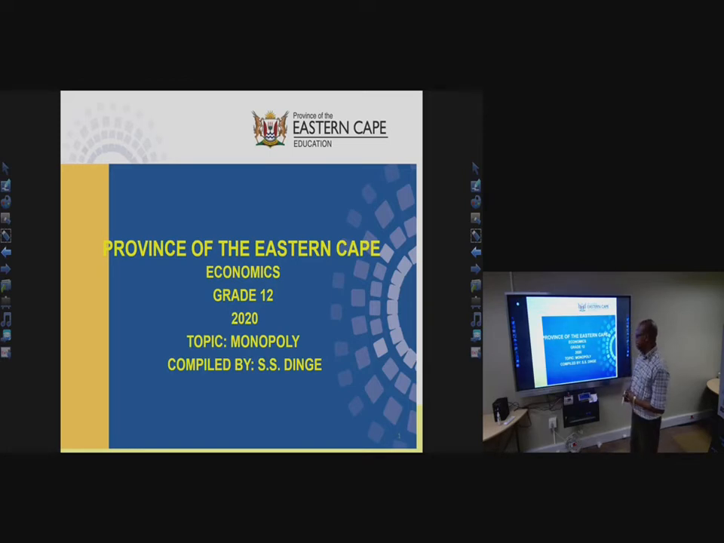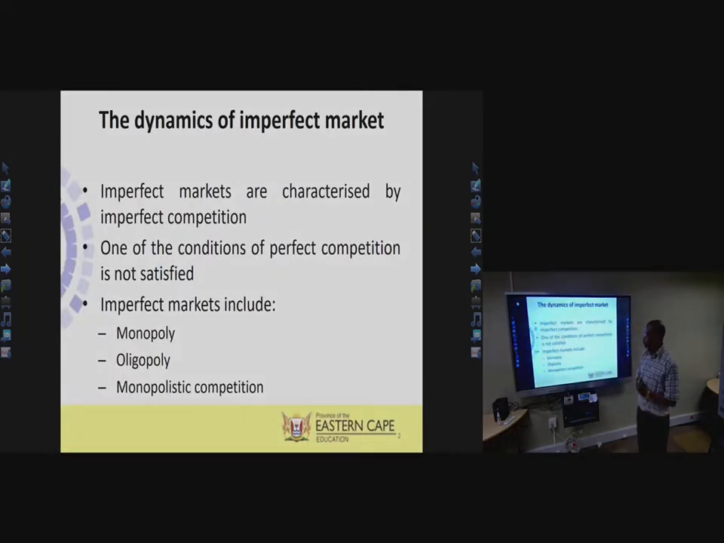Then I'll be taking a topic in monopoly. Last week we have done perfect competition, but now we're proceeding with imperfect competition. Okay, then let's get into the lesson for today: the dynamics of imperfect competition. Monopoly is part of imperfect competition.